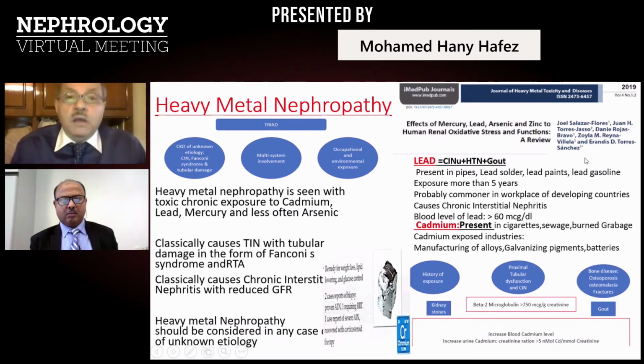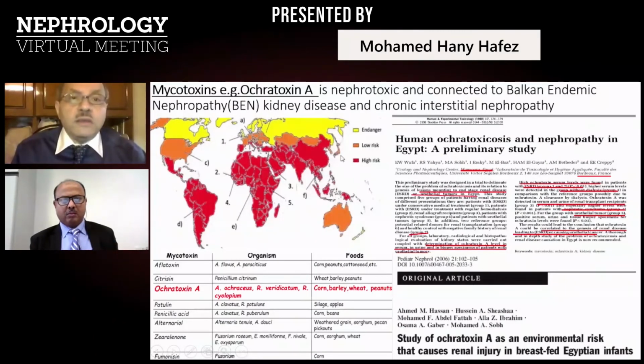What about mycotoxins? When you see this map of the world, you see that high risk is present in most of the developing world, and low risk is only in the modern areas of the United States and Europe. Of course, this high risk of mycotoxin has been one of the causes of Balkan endemic nephropathy in the Balkan area.